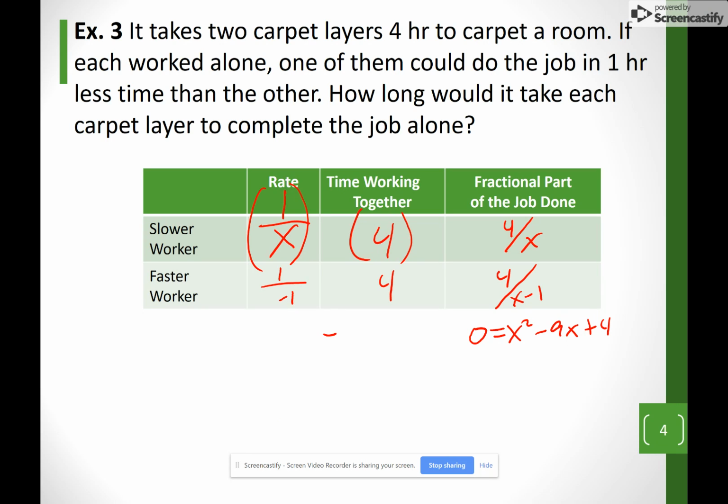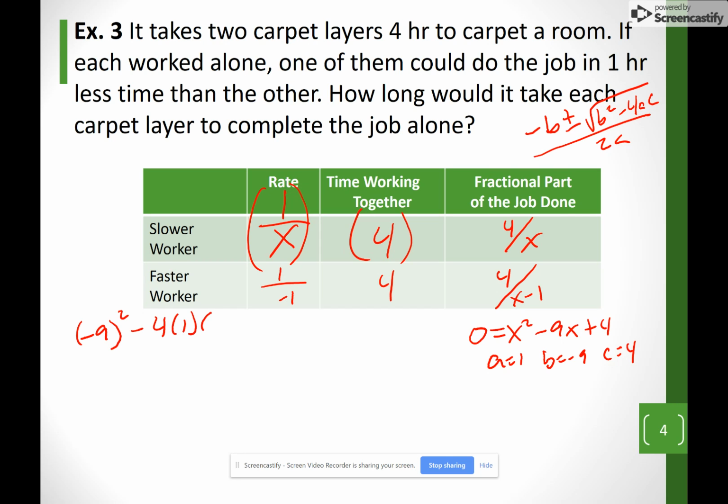I remember that the quadratic formula is negative b plus or minus the square root of b squared minus 4ac, all over 2a. We can see that my a is 1, my b is negative 9, my c is 4. So to do the discriminant first, I'm looking at negative 9 squared minus 4 times 1 times 4, all inside the square root. So I basically have 81 minus 16, all inside the square root. That is the square root of 65. Roughly, my calculator tells me it is about 8.06.